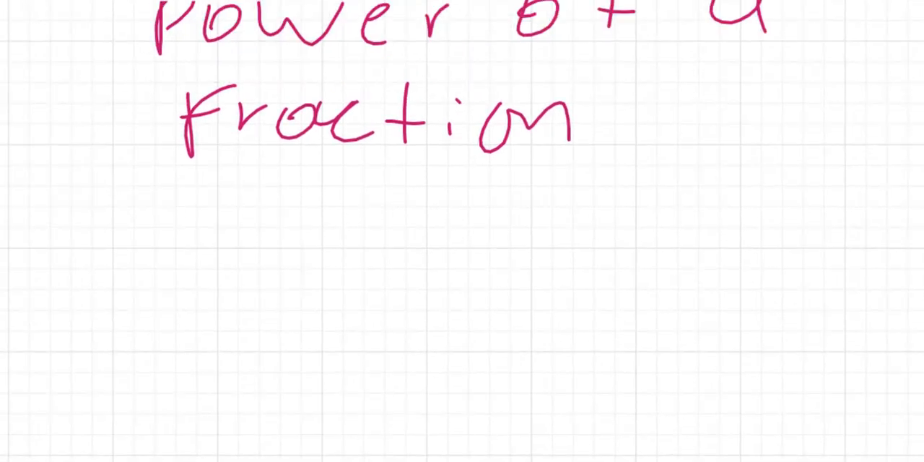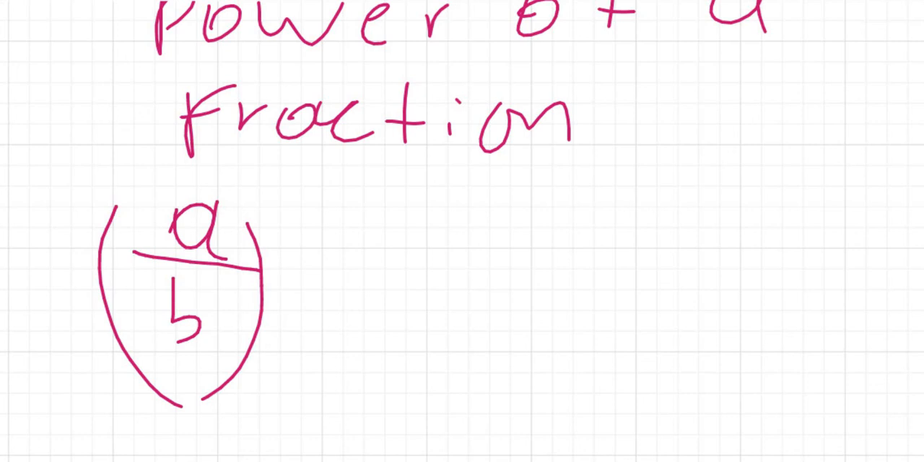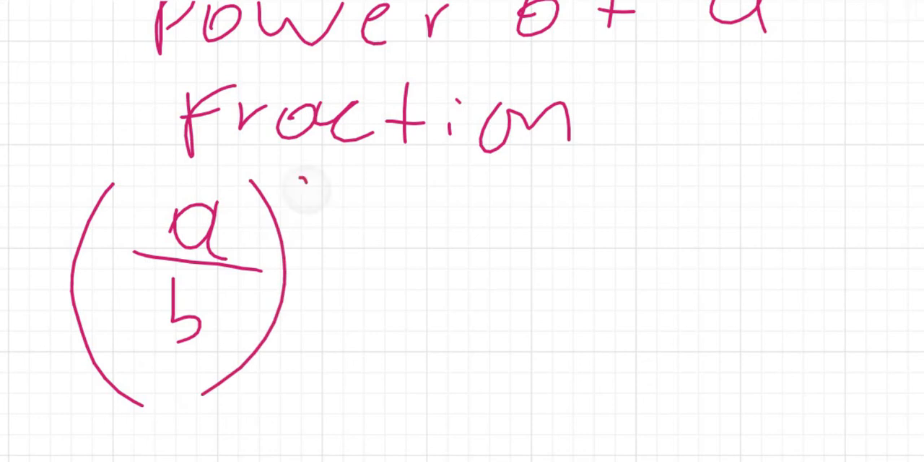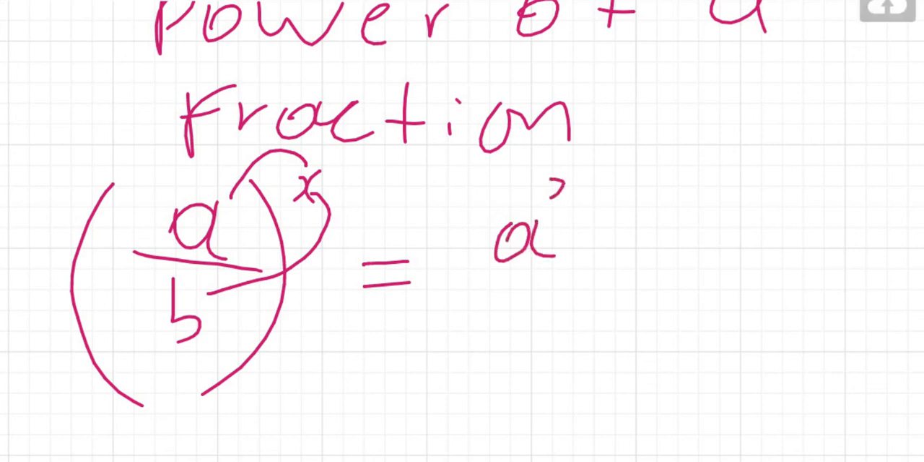So what is really happening is this. Let us look at it. If you have a divided by b and it's being raised, this is a fraction. No, this is not a product. This is a fraction in the bracket raised to an exponent. What this is saying is that this exponent will be distributed to each term in the bracket. So you have a raised to the power of x and b raised to the power of x, and it's just simple.